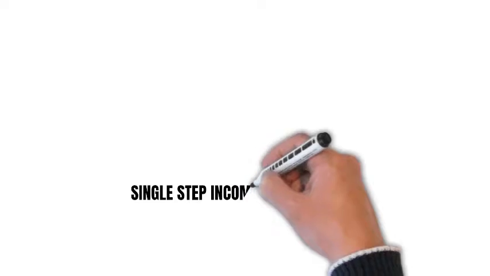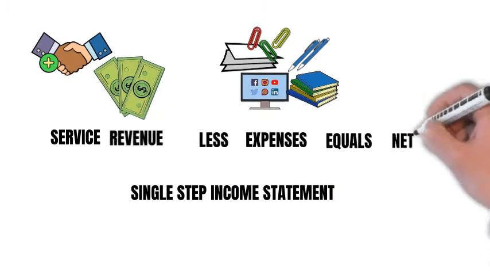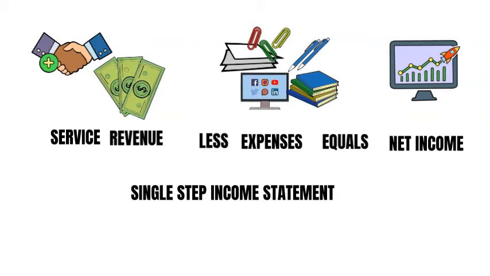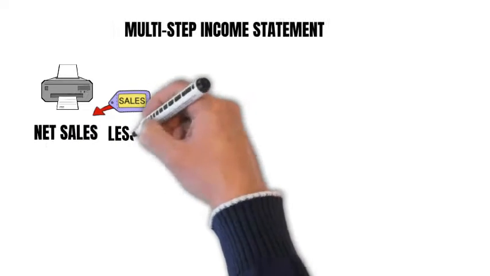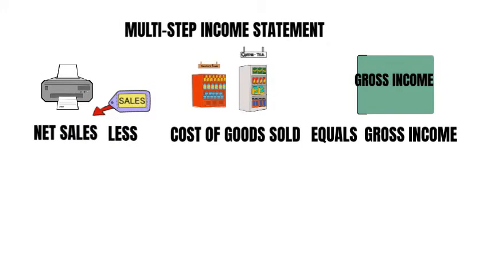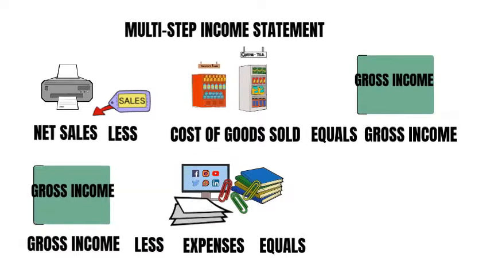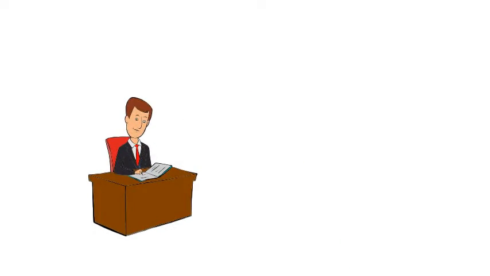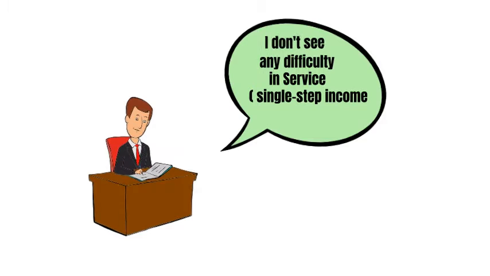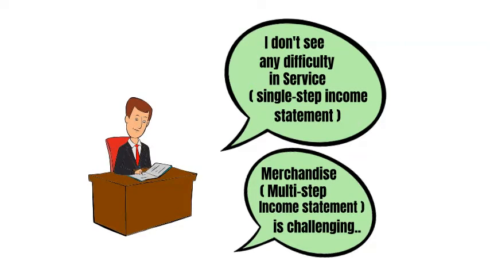Here is an illustration flow of a single-step income statement. We deduct expenses from service revenue to get the net income. While multi-step income statement flow starts from net sales less the cost of goods sold, to get the gross income. Then from gross income, we deduct expenses to get the net income. I don't see any difficulty in service, single-step income statement. Merchandise, multi-step income statement is challenging.